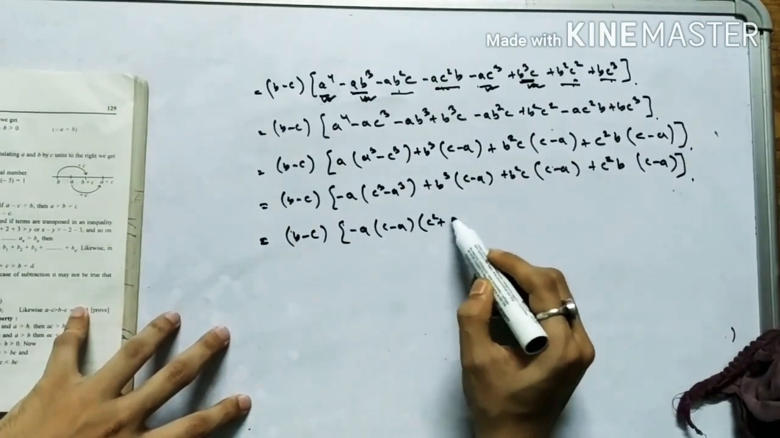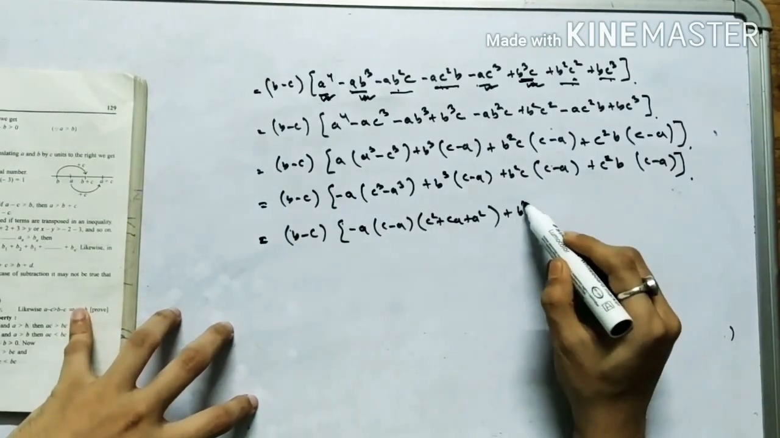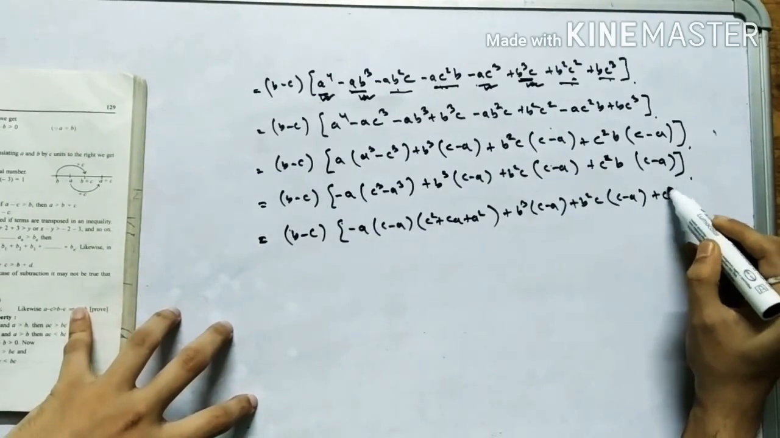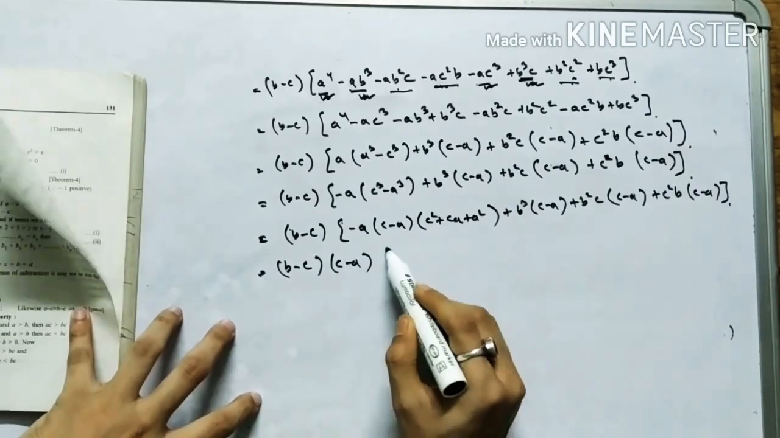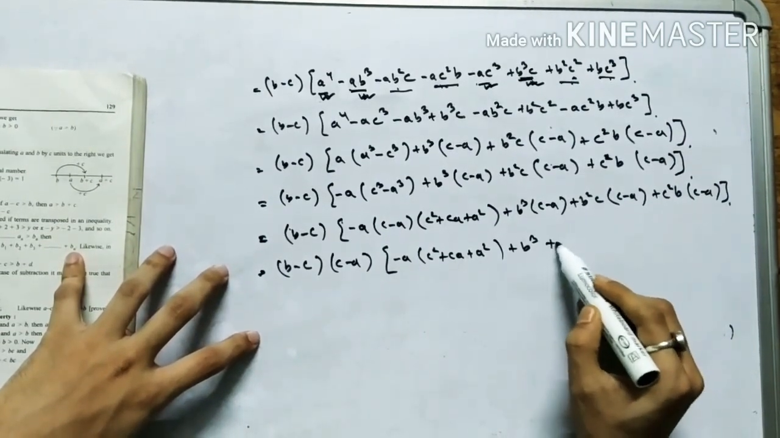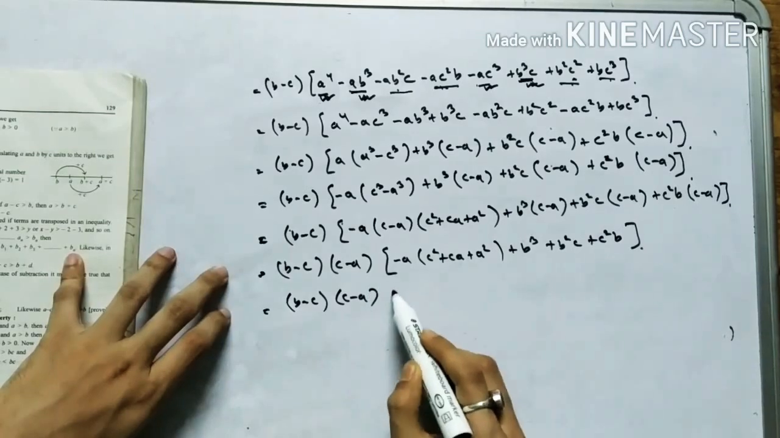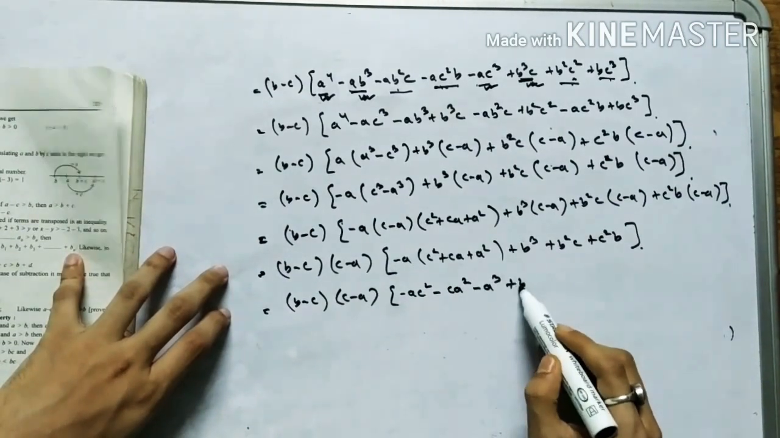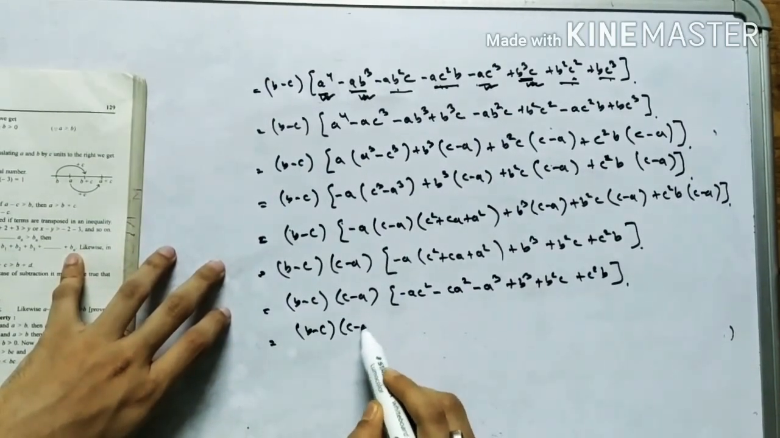So again from here, B minus C, this is minus A, and this one I can write as C minus A times C square plus CA plus A square. Plus this one, B cube, C minus A, plus B square C, C minus A, plus C square B, C minus A. So now B minus C, C minus A common I will take: minus A times C square plus CA plus A square, plus B cube plus B square C plus C square B. So this is B minus C, C minus A, and this is minus AC square minus CA square minus A cube plus B cube plus B square C plus C square B. B minus C, C minus A.